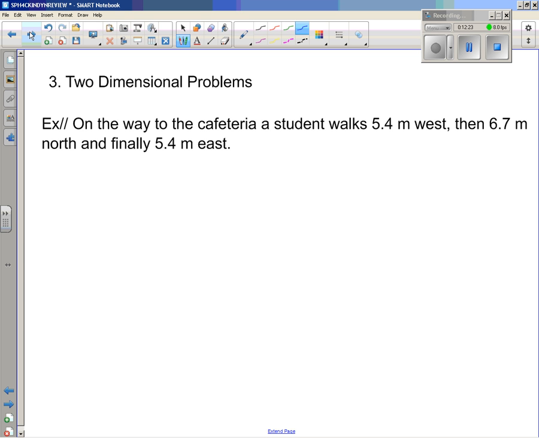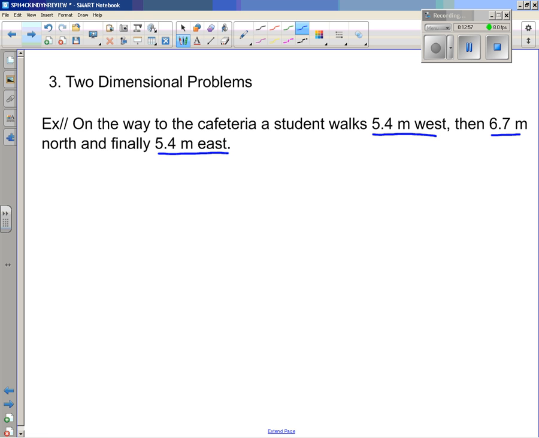On the way to the cafeteria, oh yeah, two-dimensional problems. So we did cover this a little bit. There's one question on your unit test, and I guarantee you there's one question on the exam. On the way to the cafeteria, a student walks 5.4 meters west, 6.7 meters north, and finally 5.4 meters east. It's not all in the same direction. It's not just forwards and backwards, so I can't just say forwards positive, backwards negative. I've got east, west, and north here.